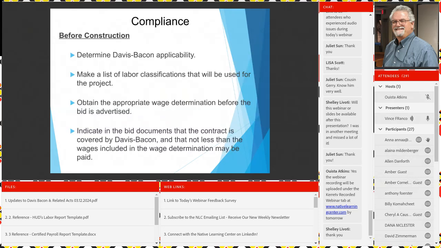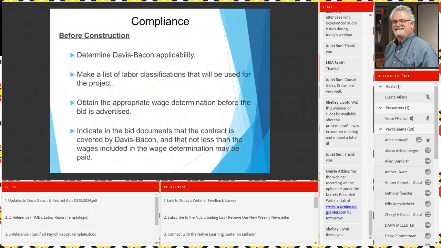Okay, compliance. We've been talking about compliance. This is all from my perspective. My whole focus here has been from a compliance standpoint, from an operational standpoint. Some startup points here: before construction, determine if it's Davis-Bacon applicable. Probably is if you're anywhere near $2,000. It's such a low dollar threshold. Second, make a list and check it twice.